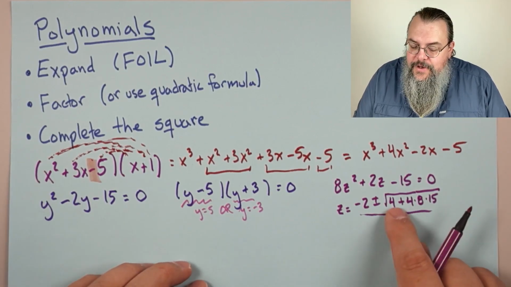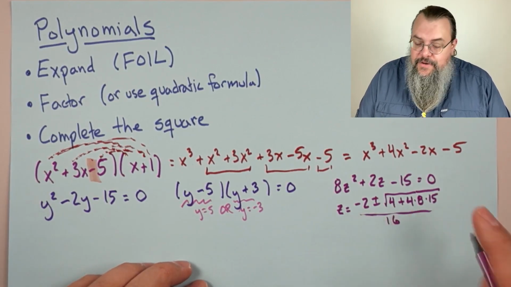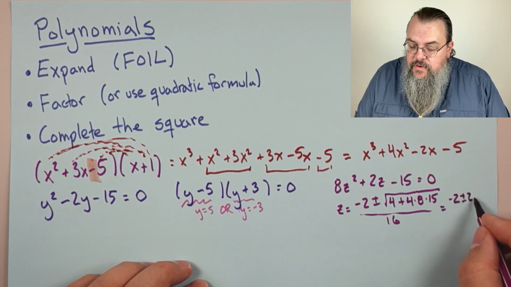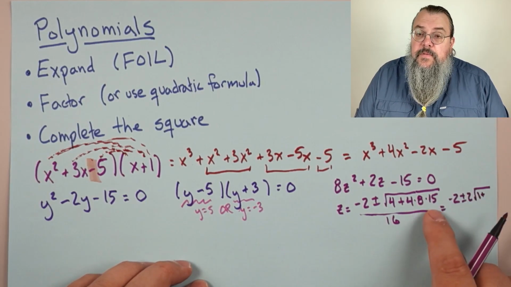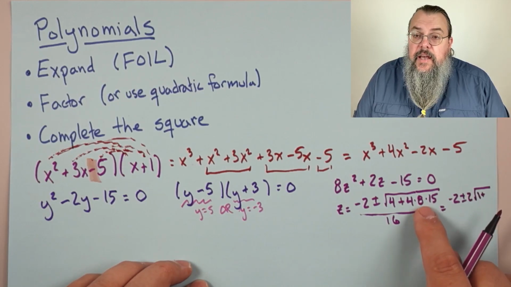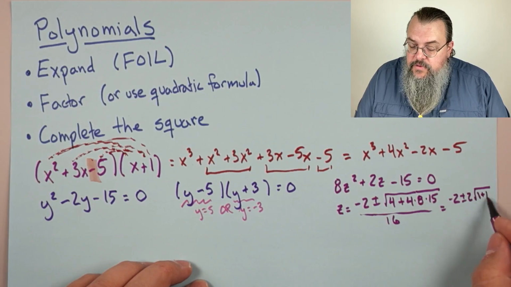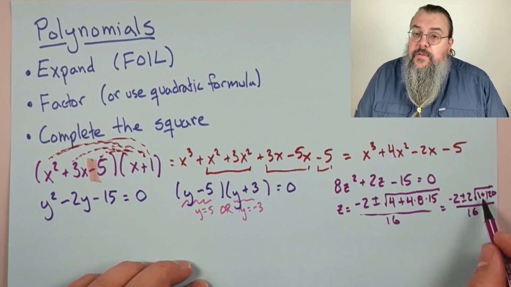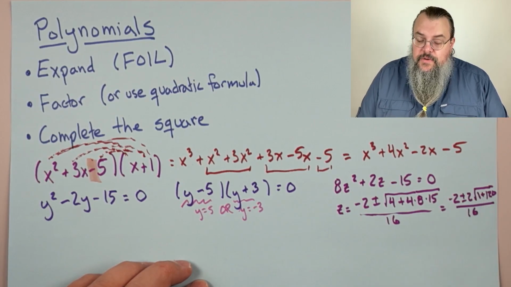Well, the 4's are common. You can pull that out. And so when you do that, the square root of 4 makes 2, so that's negative 2 plus or minus 2, square root of 1 plus 8 times 15. Well, 8 times 10 is 80. 8 times 5 is 120. All over 16. Now that makes 121 inside the square root.